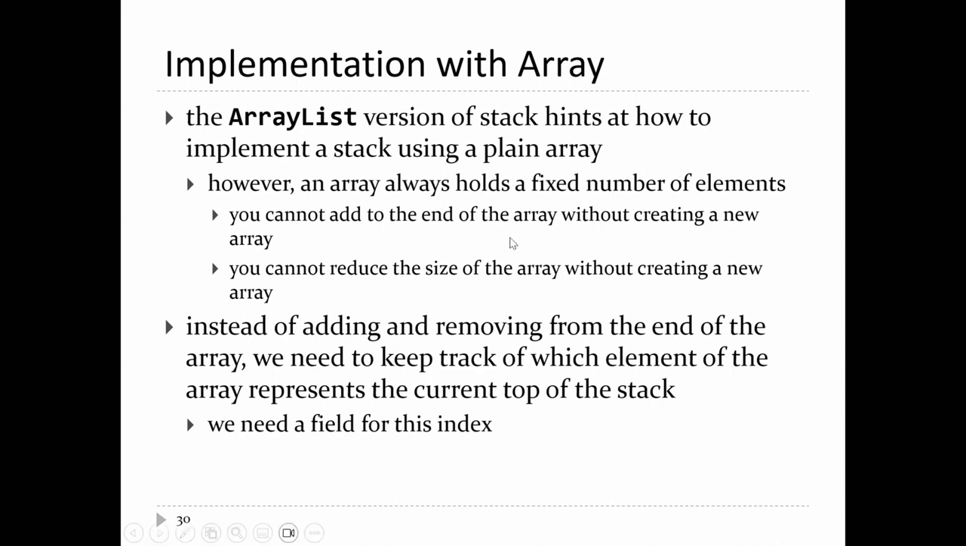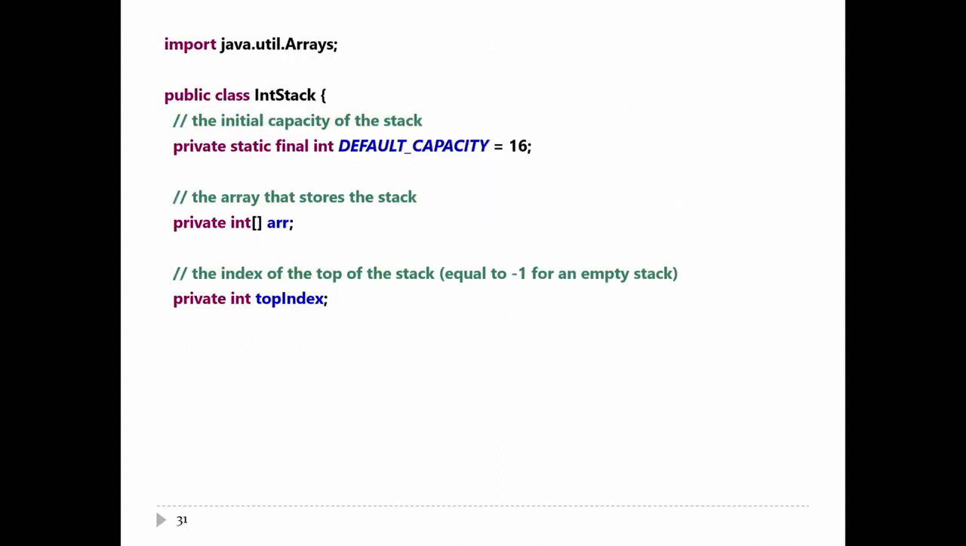Similarly, using a list, I can push as many elements as I want onto the stack, and the list takes care of allocating memory to hold all the elements. With an array, you've got a fixed number of elements. So we're going to have to do something special if we try to put more elements onto the stack than there is capacity in the array. Instead of adding and removing from the end of the array, we're going to keep track of which element of the array represents the current top of the stack. I'm going to show you a bunch of pictures of what's happening here.